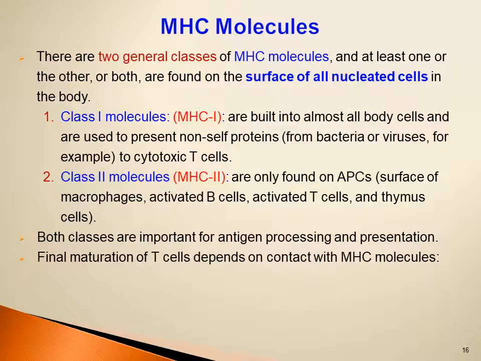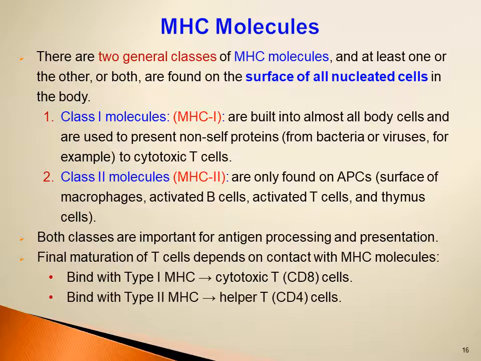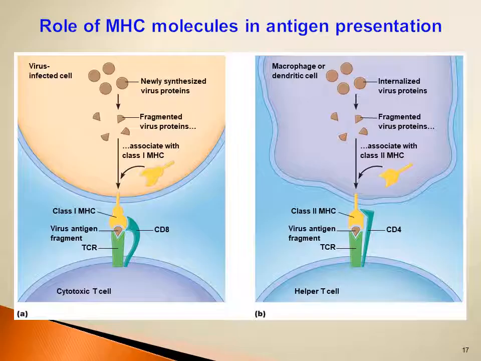Final maturation of T cells depends on contact with the MHC molecules. So when they bind with type 1 MHC, cytotoxic T cells are activated or become mature. When they bind with type 2 MHC, helper T cells or CD4 cells are activated or become mature.